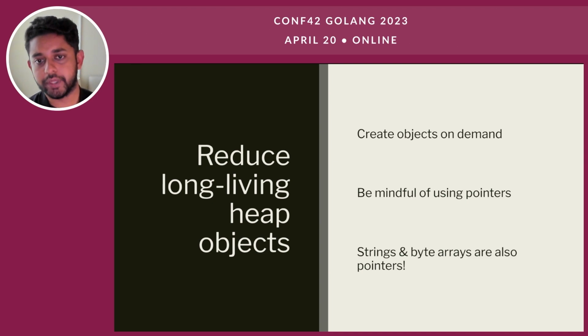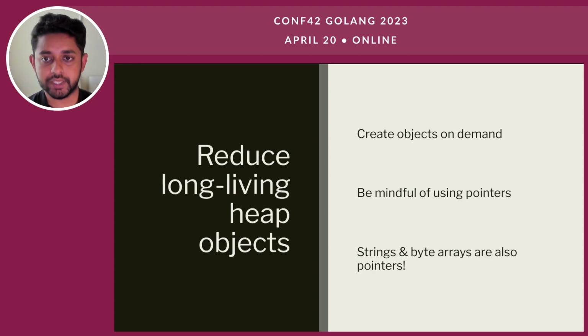So let's dive a little bit into the first one. How do we reduce objects in the heap? Really the question is, how do you reduce long-living heap objects? Because these are objects that are living in the heap for a long time, and we expect them to keep living there, which means every single time the garbage collector runs, it needs to scan these objects, determine that they're still in use and they can't be cleaned up, etc.